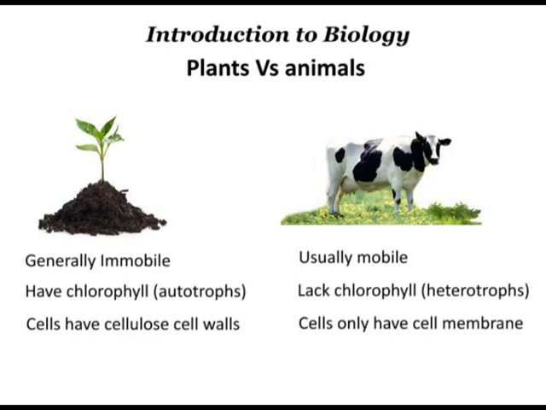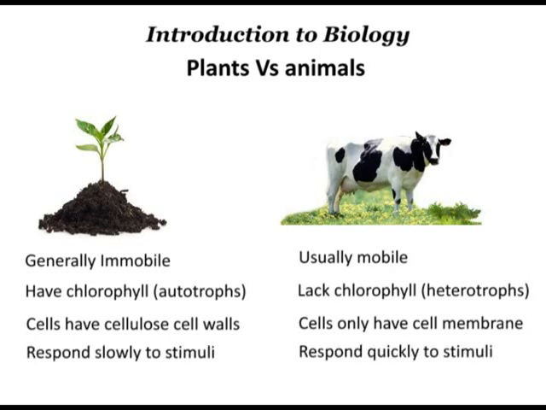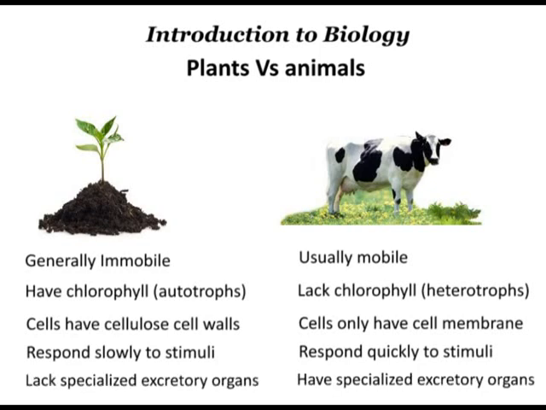Plant cells have cellulose cell walls in addition to the cell membrane, but animal cells only have the cell membranes. Plants respond slowly to stimuli. They have either no or very basic sensory ability, but animals respond quickly to stimuli. They have a much more highly developed sensory and nervous system. Plants lack specialized excretory organs, but animals have much more complex excretory organs.